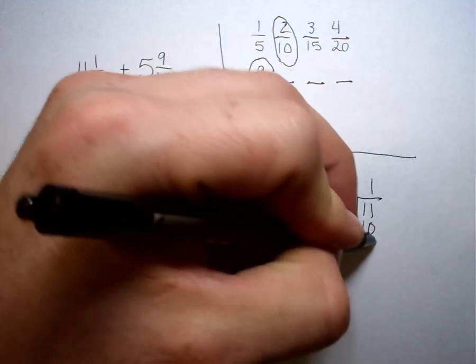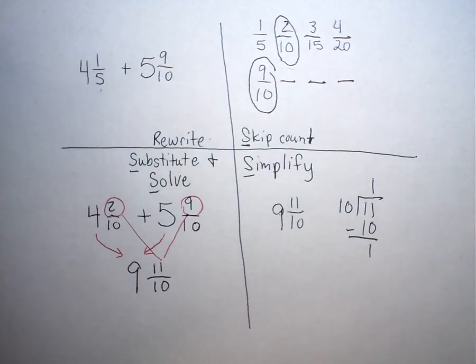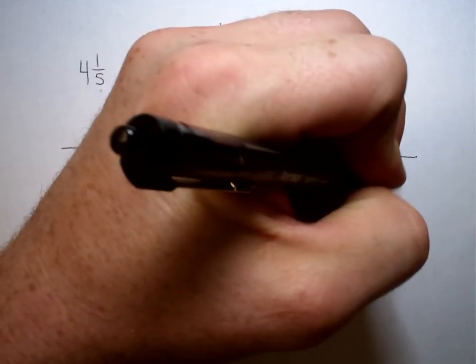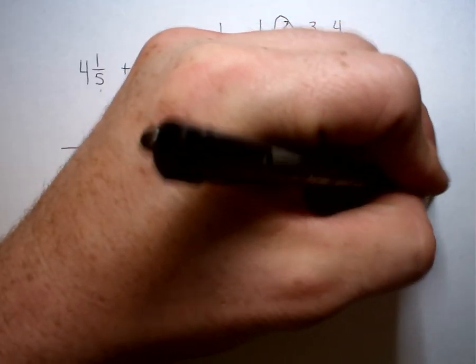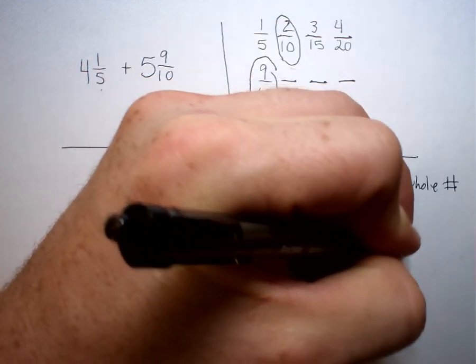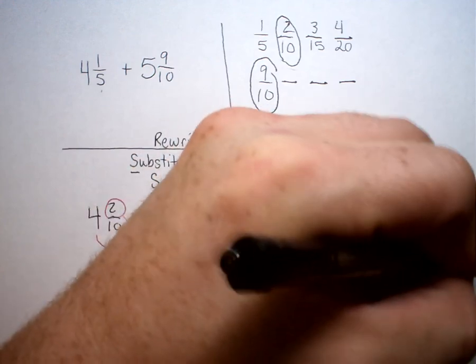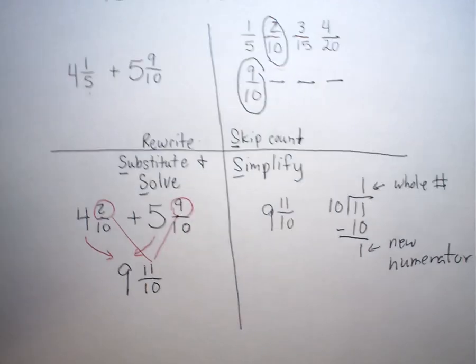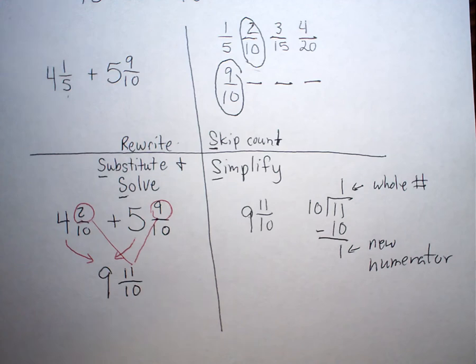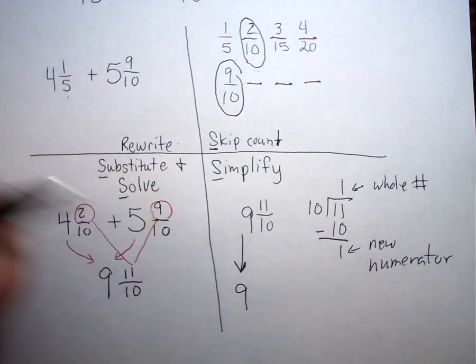1 times 10 is 10. 11 minus 10 is 1, and we stop right there with the remainder. We don't keep going. We're not looking for a decimal. We stop right there. This is the whole number. This is the new numerator. And of course, 10 is the denominator. So I'm going to rewrite that. Don't forget the 9. We've got to bring the 9 down.